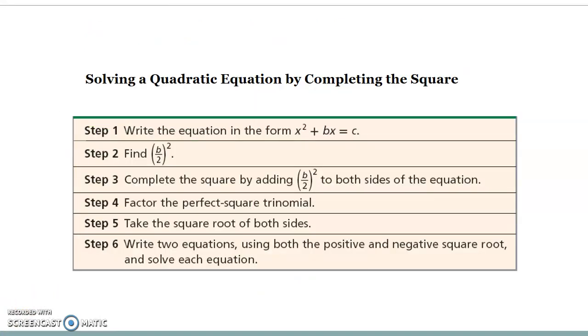All right, so here's a little summary if you want to pause and jot down the steps. We do want to get our equation into this form first. So go ahead, if there is a constant, move it over to the other side. So I'm going to do that in the next example. But we want to start with our x squared and our x term on the left and our constant on the right. Okay, then we'll do half of b and square it. That will tell us what we need to add to both sides of the equation. All right, factor the perfect square trinomial, take the square root of both sides and solve.